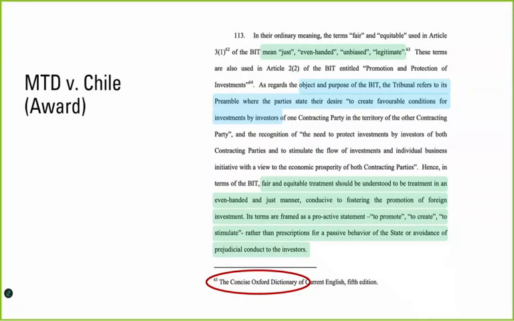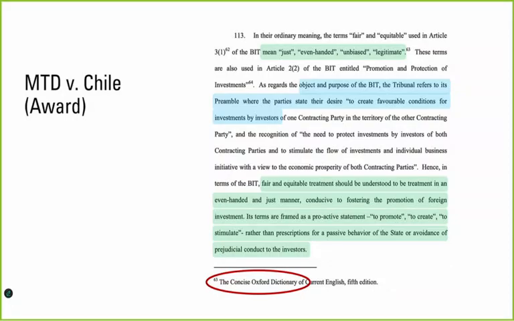So here they forget about customary law. They looked at the ordinary meaning of the terms. Let's look at the dictionary. They looked at the preamble to give context. And it turns out to be a very protective interpretation. So this is already a good example. MTD v. Chile, it's a good example of what a tribunal does when they don't have to link it to any customary law standard.